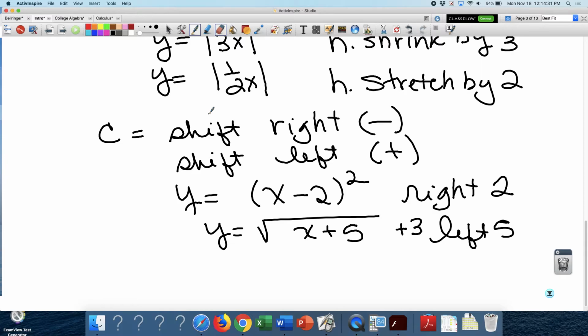Okay. I'm going to do 1 through 16 with you on page 294.